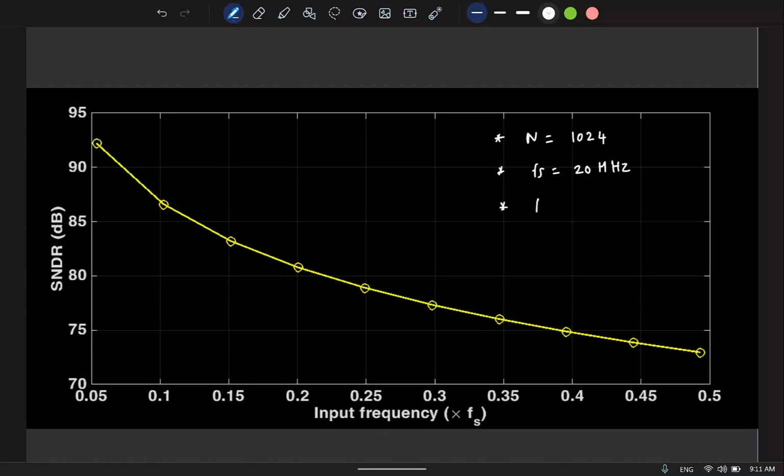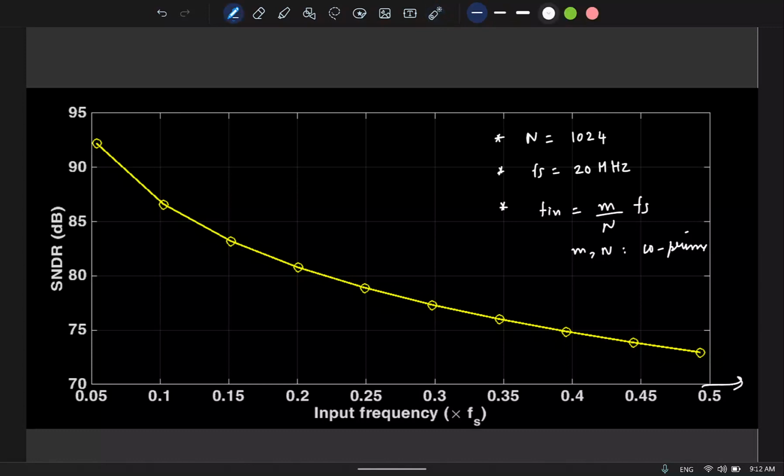And I choose my input frequency. How do I choose it? It's of the form M by N times Fs, where M and N are co-prime. This is how we should choose. And here I do the same thing, and I keep varying this M to change the input frequency, ensuring that it is still co-prime to N.